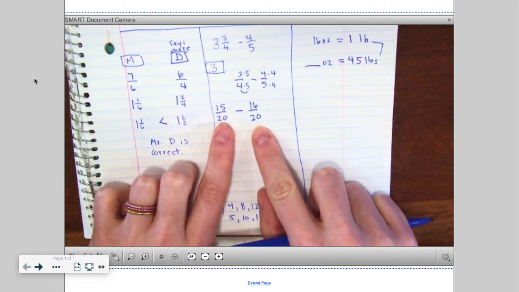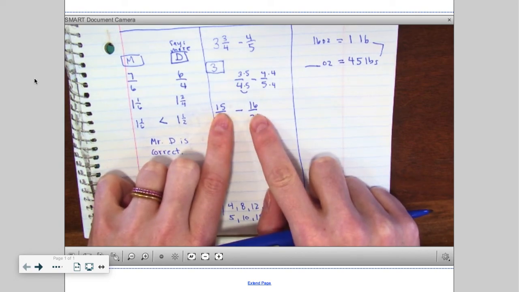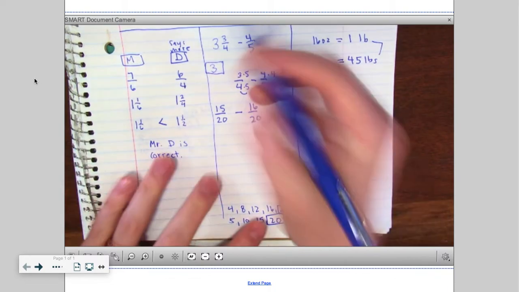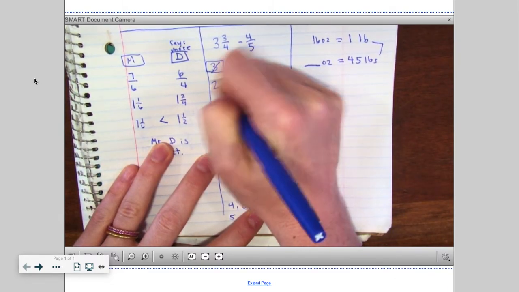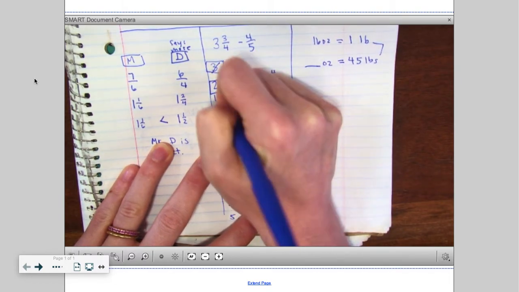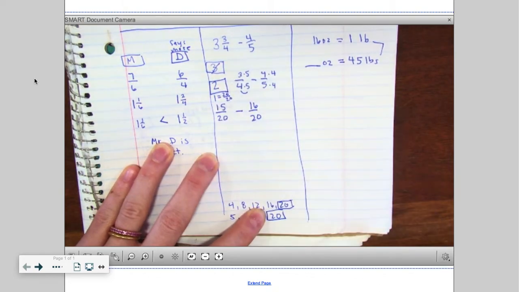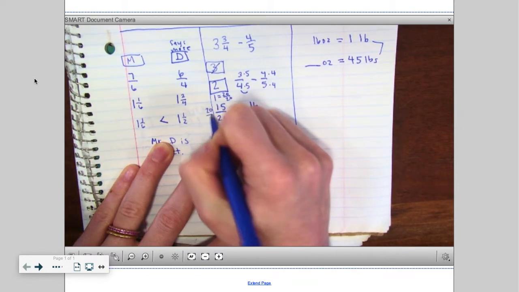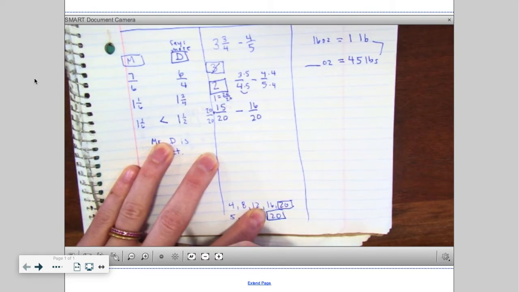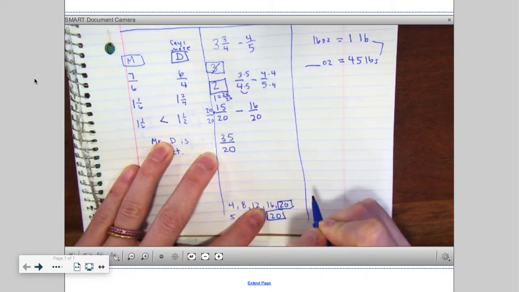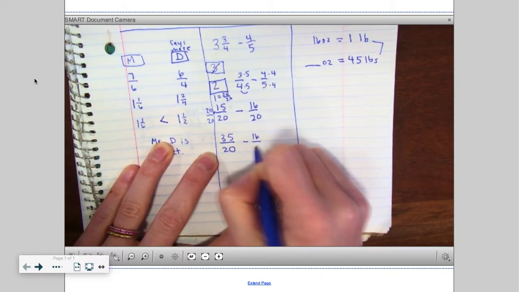And when I see my fractions with the same denominator, I can't do 15 minus 16 because 16 is greater. I would be in the negatives. So I need to go up to my whole number, and I need to take one whole and make this down to 2, and one whole would be equivalent, if I'm thinking about 20ths, to 20/20. So now I need to add 20/20 to 15/20, and I get 35/20 minus 16/20.